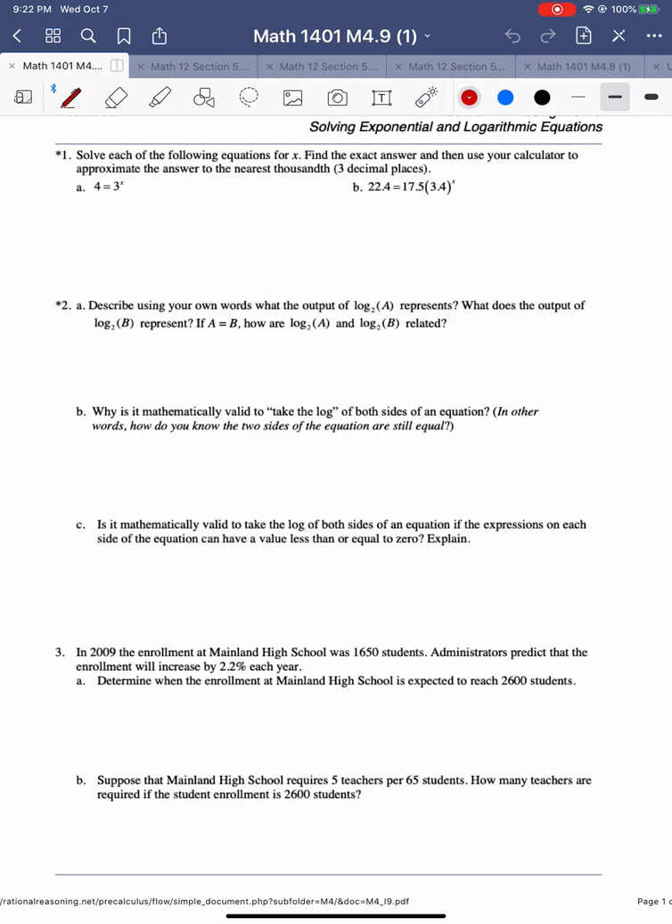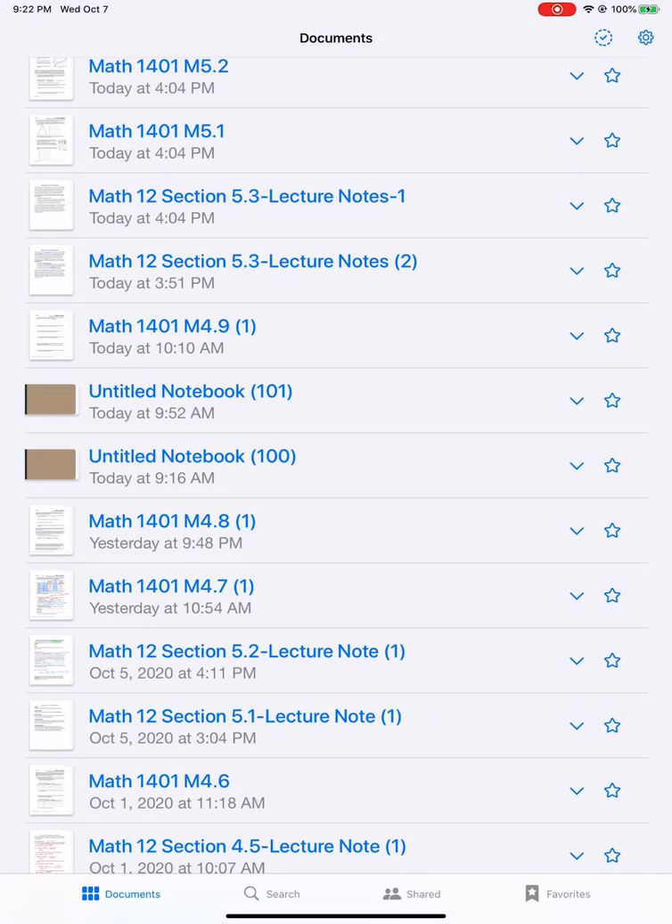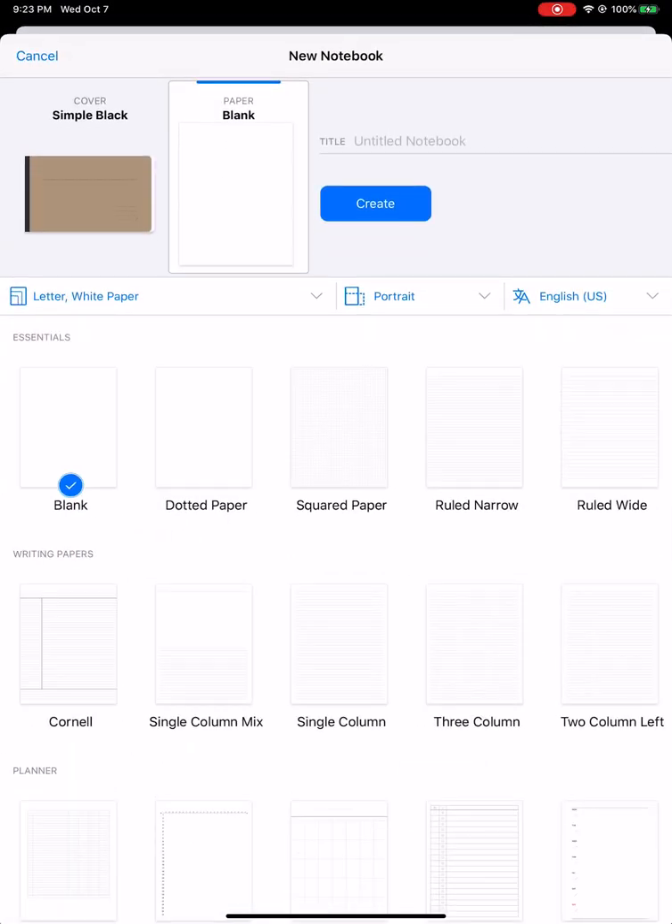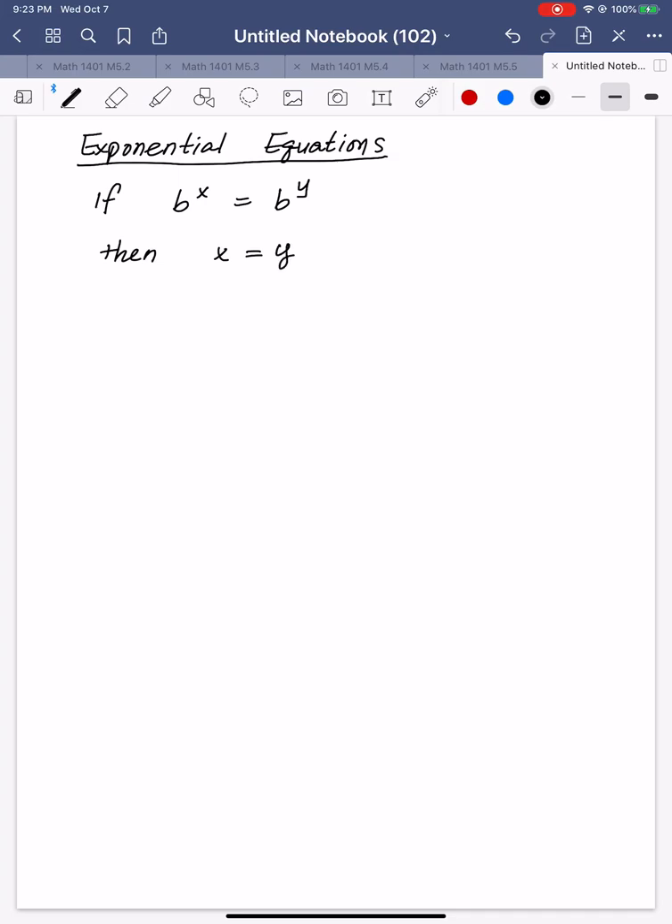So let me actually show it to you as one of the lessons. When you have exponential equations, there are two cases. If b to the x equals b to the y, since the base is the same, you can just say x equals y. For example, let's say we have 2 to the x power equals 32. I can say that 32 is 2 to the fifth, so x must be equal to 5. Very easy to solve, right?